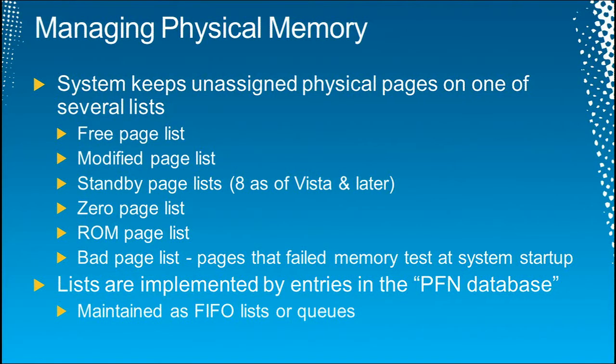There's a number of lists that the system keeps. We've already just talked about the working set lists, which are the lists for each process of the pages that are owned by that process or shared with other processes in some cases. But then there's lists where unassigned physical pages are also kept, the pages that aren't in anybody's working set. And there's the free list, the modified page list, the standby page list, the zero page list, the ROM page list, and the bad page list.